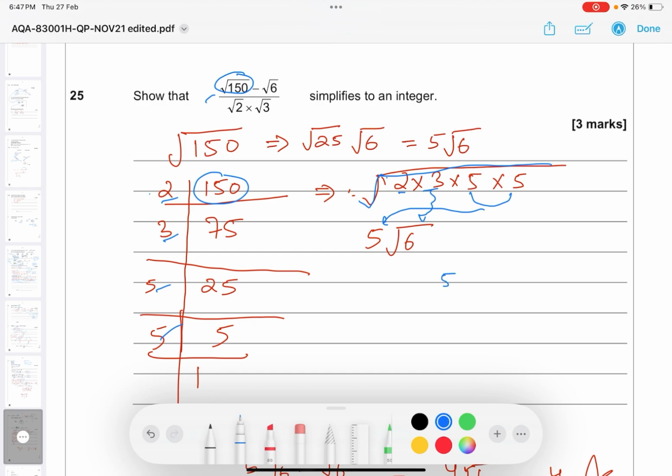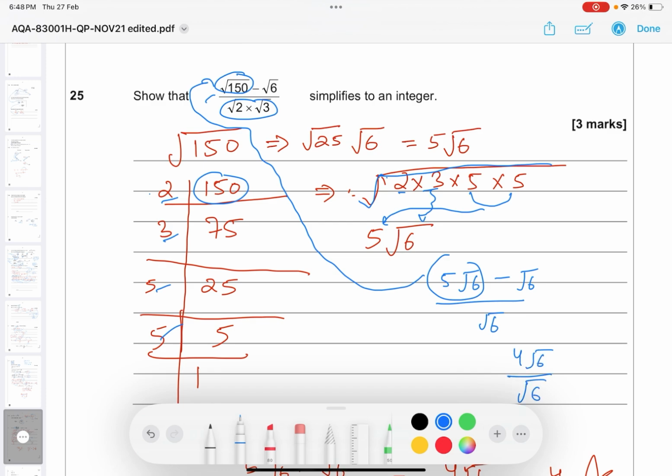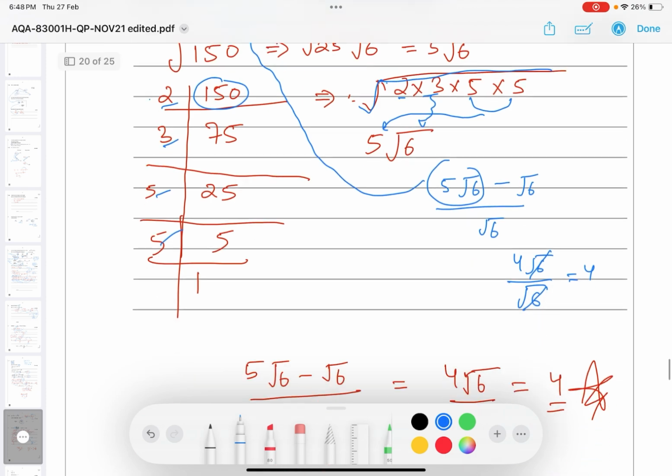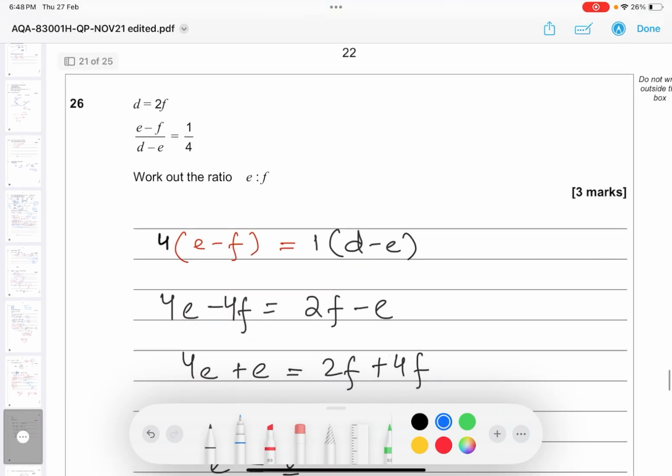Now it would be 5 root 6 minus root 6, because this 5 root 6 is root 150. I've changed it to surd form, upon root 2 times root 3. Root 2 times root 3 is root 6. 5 root 6 minus root 6 is 4 root 6 upon root 6. This root will get cancelled. So the answer would be 4, and it is an integer. Let us move on to the next question.